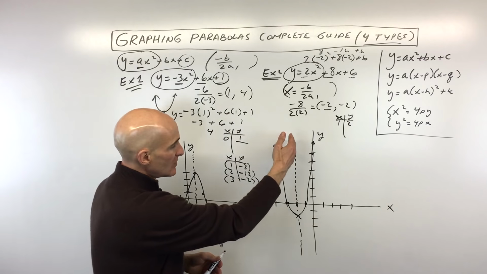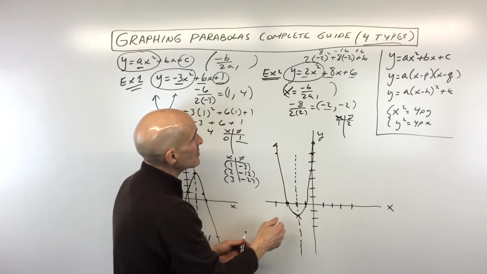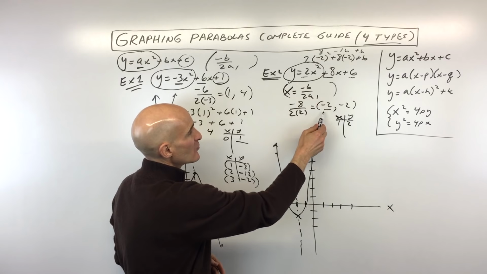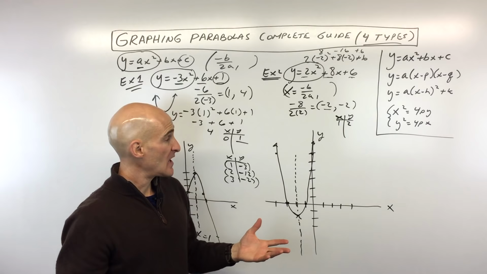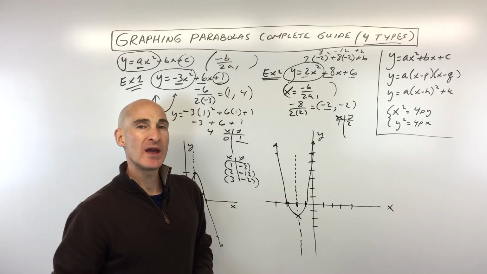And then if they ask you for the axis of symmetry, that's this line right here. That's x equals negative b over 2a. In this case, it's x equals negative 2, okay? And that's basically it. The only other thing they might ask you is the domain and the range.